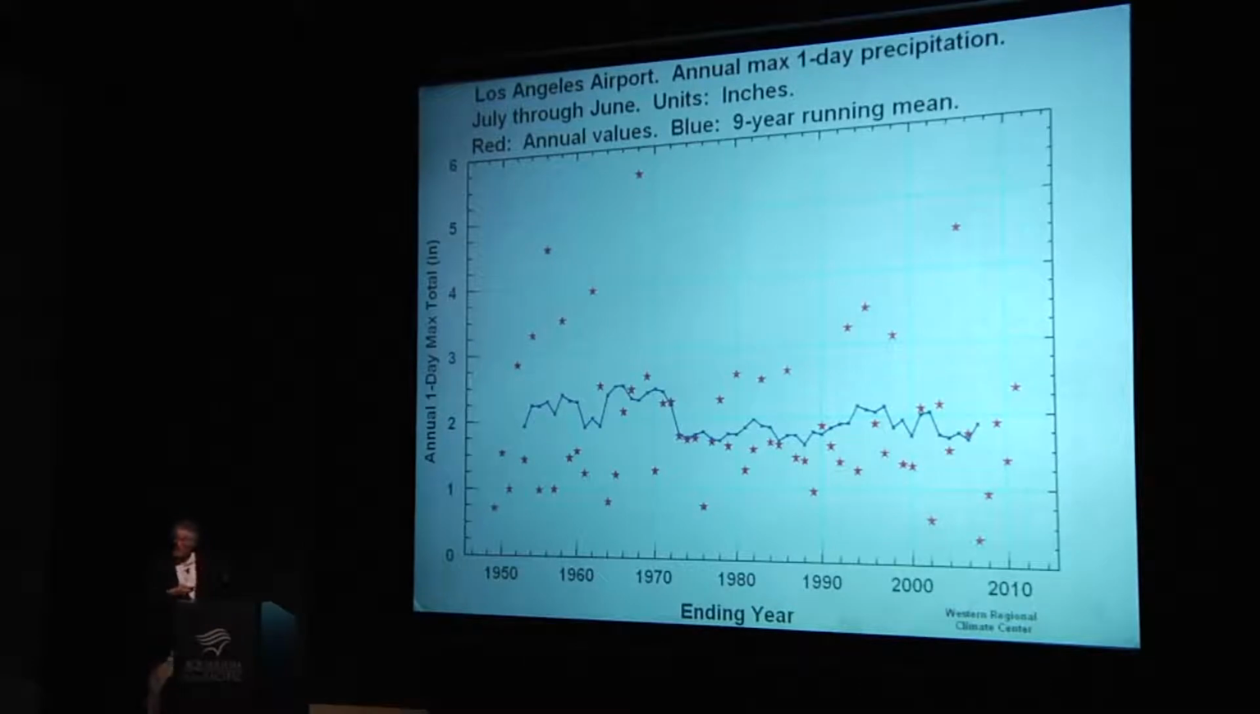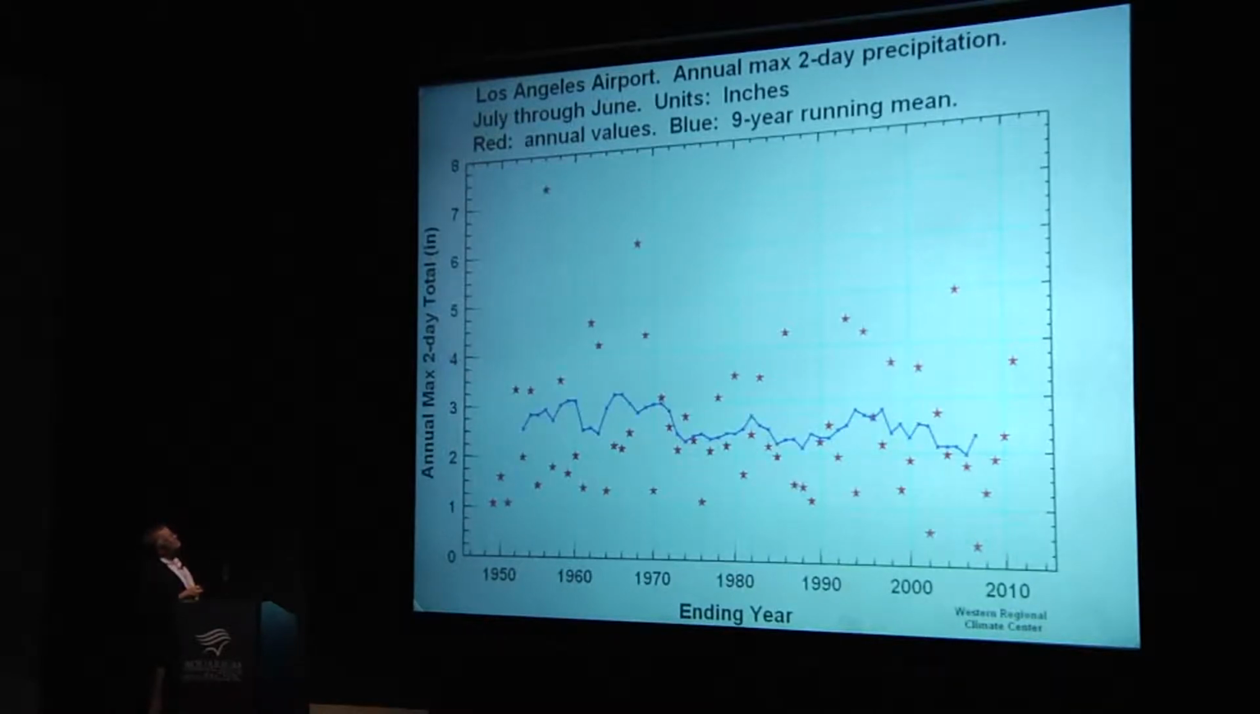How about Los Angeles? So here in Los Angeles, this is the wettest day each year since 1949. Well, what has it done? Well, you can sort of see for yourself. I sort of smoothed them out here just to see if there's any kind of pattern, whether it's going up or down. Well, let's look at 2 days.